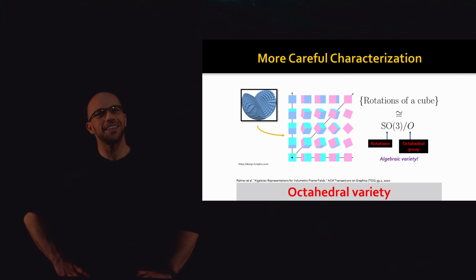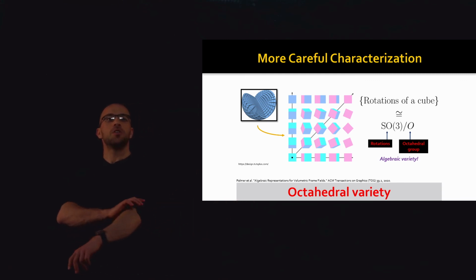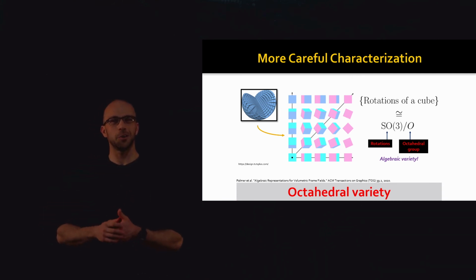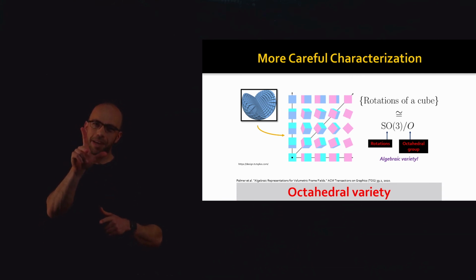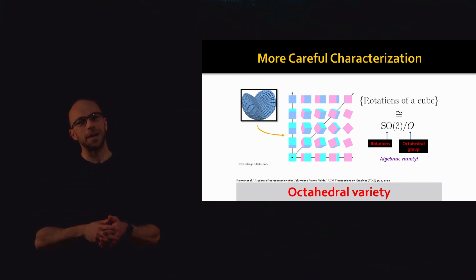So the basic idea here is that the object that we care about in these frame fields can be understood as SO(3), the space of rotations, quotiented by the octahedral group, which is the symmetries of a cube. In other words, if I take my 3 axes and rotate them 90 degrees, then I actually still have the same frame.